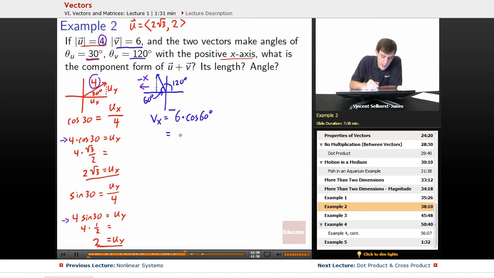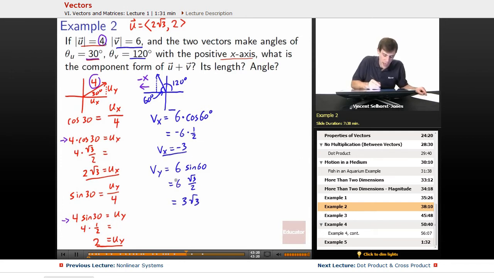Okay, negative 6 times cosine 60. So cosine 60 is 1/2. So we get negative 3. Vx equals negative 3, Vy equals 6. This one's positive because it's going up. Sine of 60 is root 3 over 2, so that gets us 3 root 3. So we've got the x component is negative 3, the y component is 3 root 3. So our v vector equals negative 3, 3 root 3.